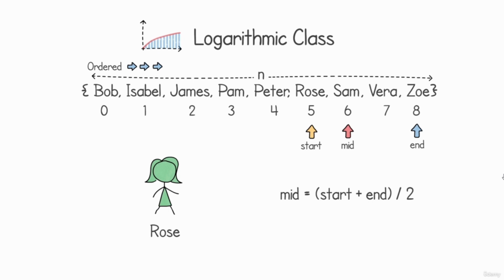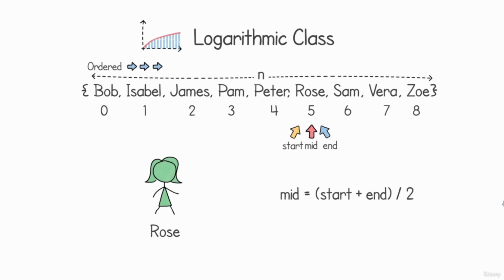So this time we move the end pointer to 1 position before the middle one. So we move end to position 5. Both start and end pointer are pointing to the same location. Again, we calculate the middle pointer. The middle pointer between 5 and 5 is of course 5, right? If we do 5 plus 5 divided by 2 results in 5.